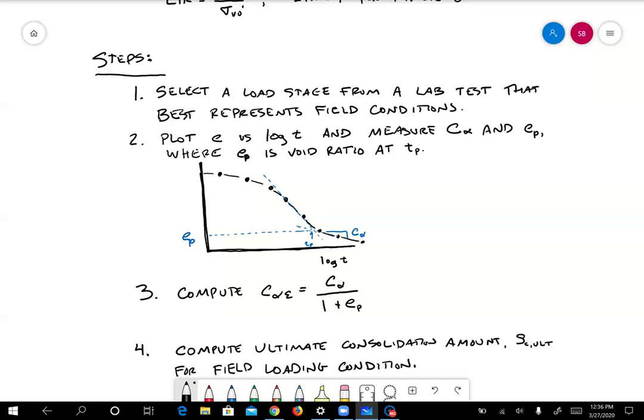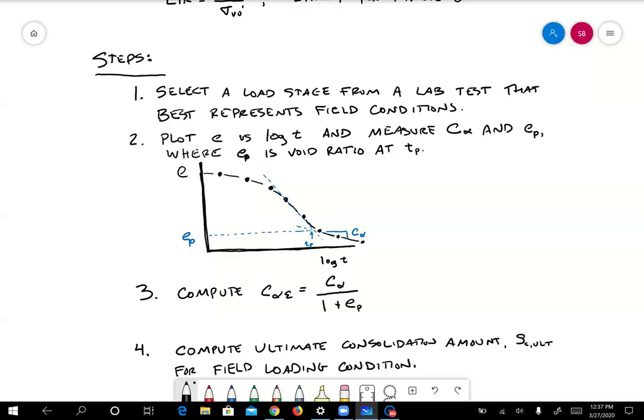Then the next step is you plot e versus log time from that load stage. We're still talking about the laboratory specimen here. Sorry, I'm missing an axis label. This is void ratio versus log time. These data points represent measurements that you might make in the lab, and then you can sketch a line through that. If we're plotting void ratio versus log time, when we reach secondary compression, the slope will be C alpha. So you can get that C alpha value from this plot. You can also get the void ratio at the end of primary consolidation. At t_p, that's associated with a corresponding void ratio e_p.